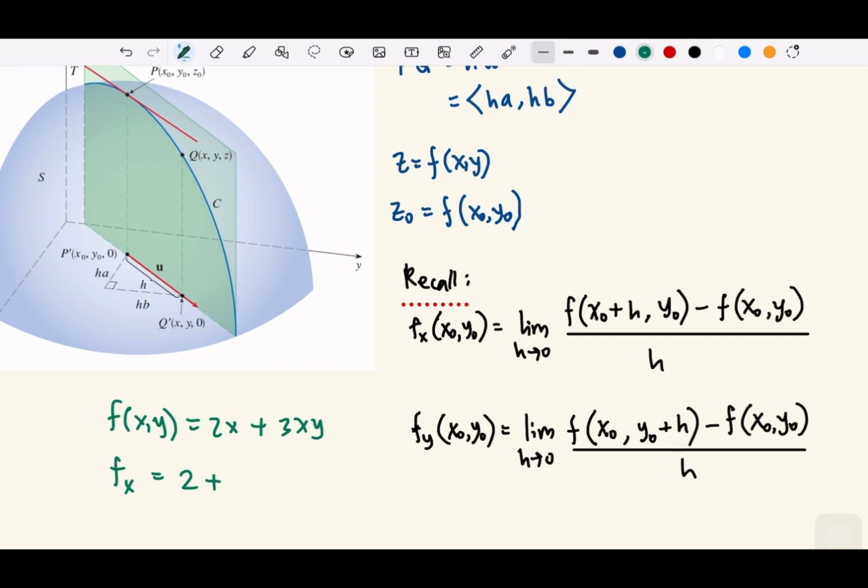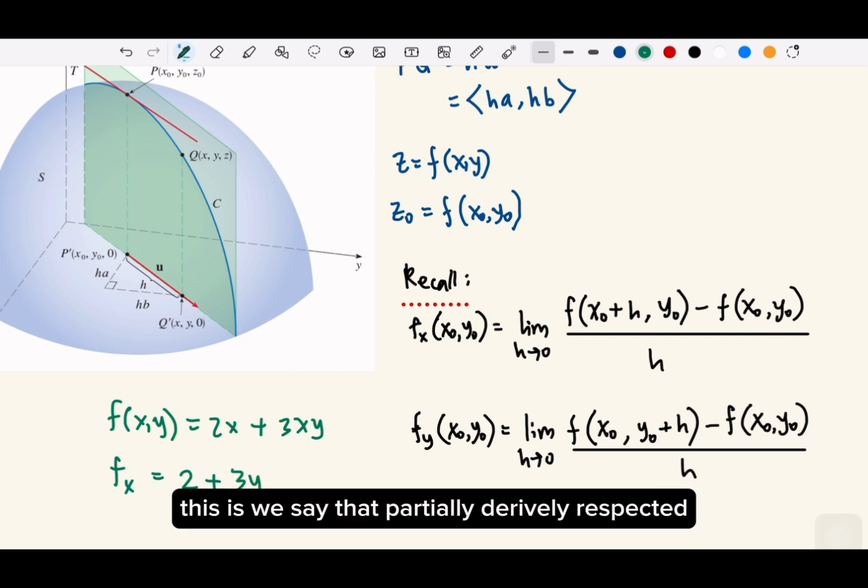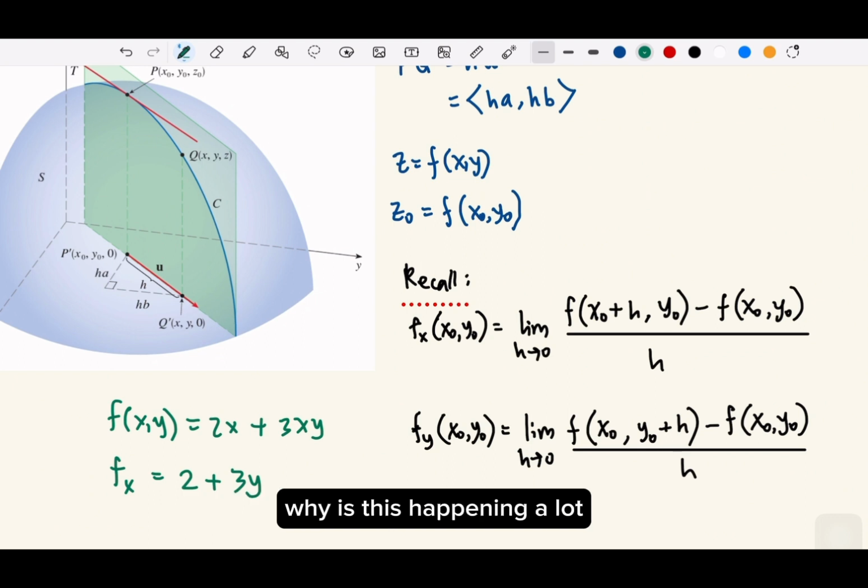This is what we say is partially deriving with respect to x. That is the application from here, this one. The change is only in x, y is a constant. Why is this happening a lot?